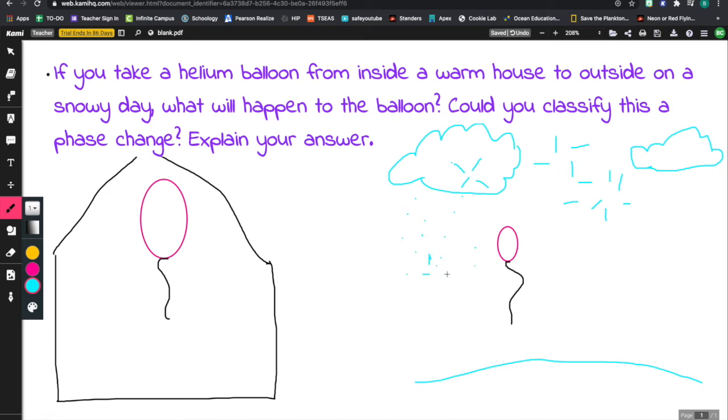And quick review. Quick review. What do we call it when snow, a solid, forms out of a gas, water vapor? What do we call that? What is that phase change called? Answer now.